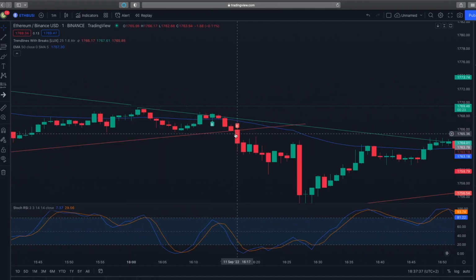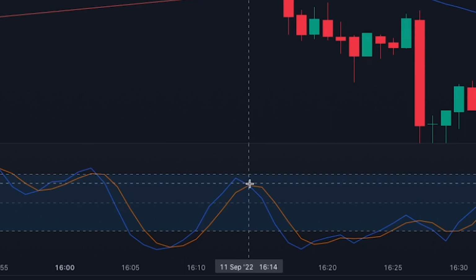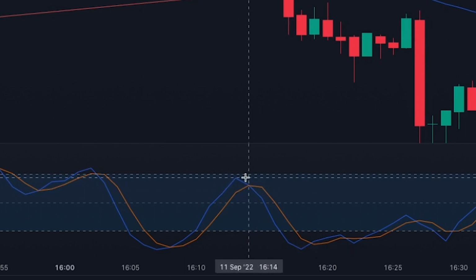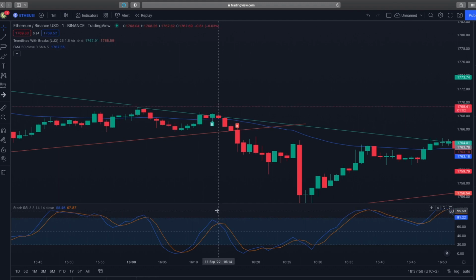So right here we can see another short signal. Let's count back 3 candlesticks, 1, 2, 3, and as you can see, the stochastic RSI for this particular candlestick is quite high, nearing the overbought zone, which is up here. So I would take this trade with a short.